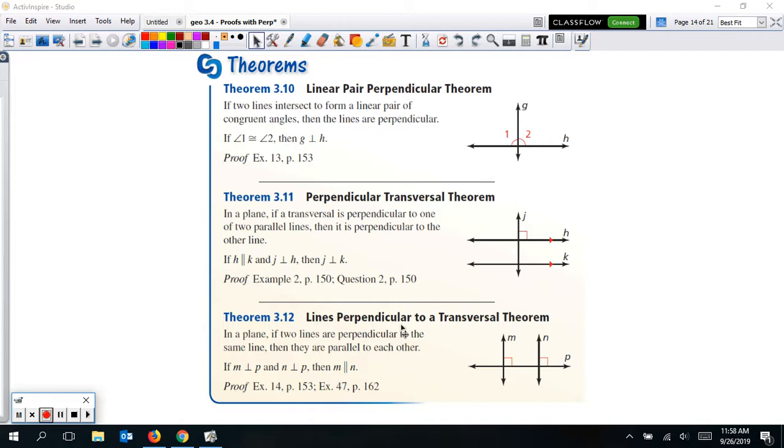And then here's the lines perpendicular to a transversal theorem. So this would be kind of the reverse of this. So here we have, if in a plane, 2 lines are perpendicular to the same line, then they are parallel to each other. So here we have P is the transversal. So P is perpendicular to N and it's perpendicular to M. So that's going to show us that M and N can be shown as parallel. So if M is perpendicular to P and N is perpendicular to P, then M and N can be shown as parallel.